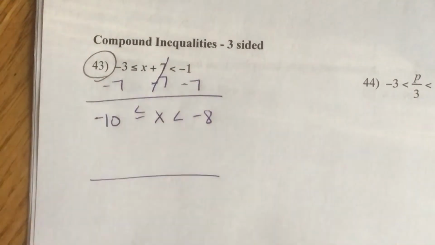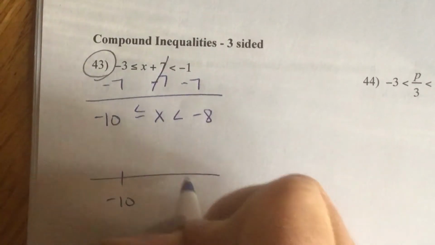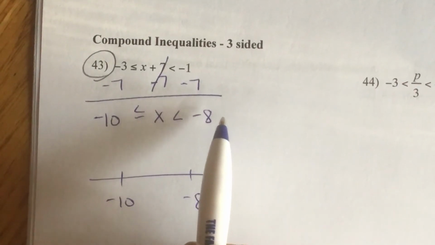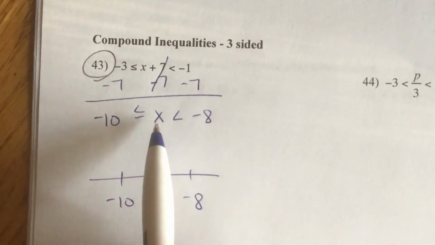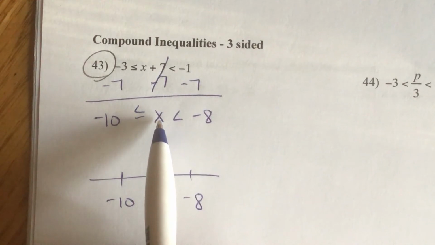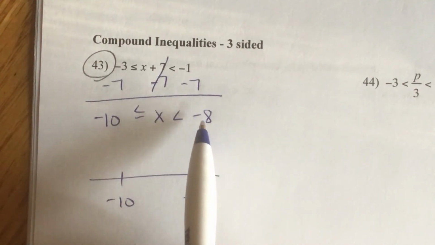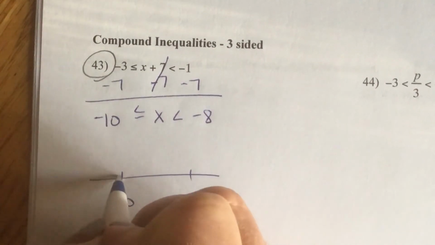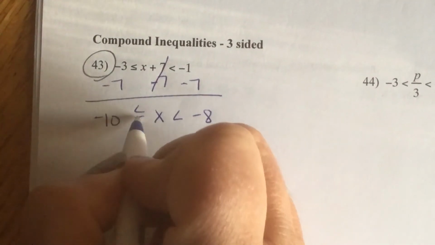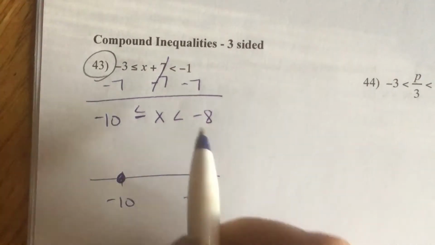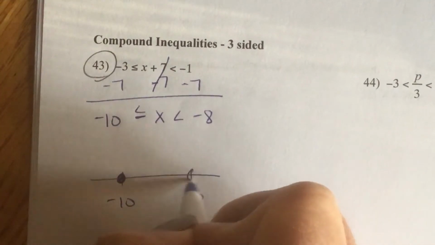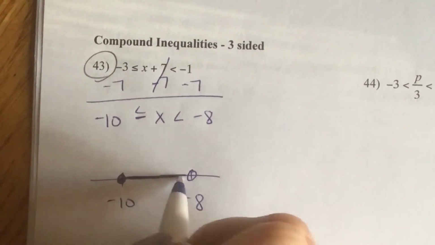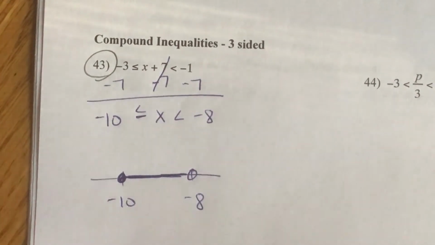So if you look at that on a number line, you'd have negative 10 and negative 8. And this answer actually works out to look like the answer. This x in the equation is in between negative 10 and negative 8, and the answers are the numbers in between negative 10 and negative 8. So this gives me a closed dot because it has an equal to sign on it, and this is an open circle because it's just less than, and then it's all the numbers in here, okay?